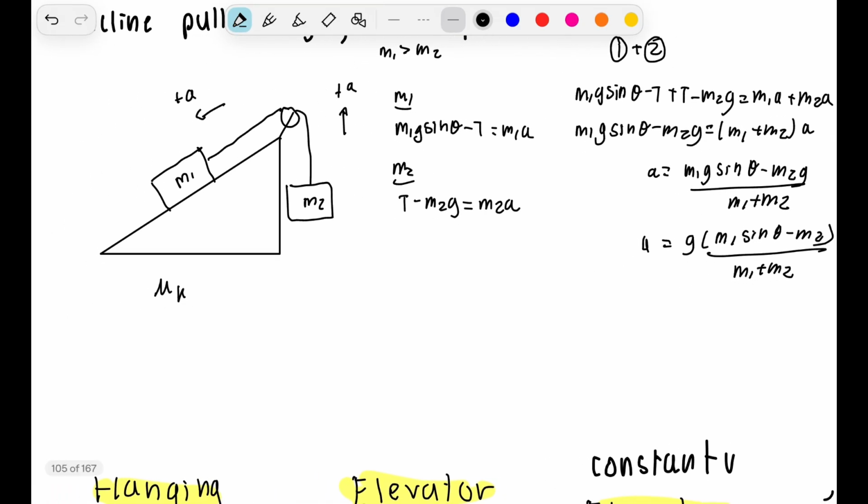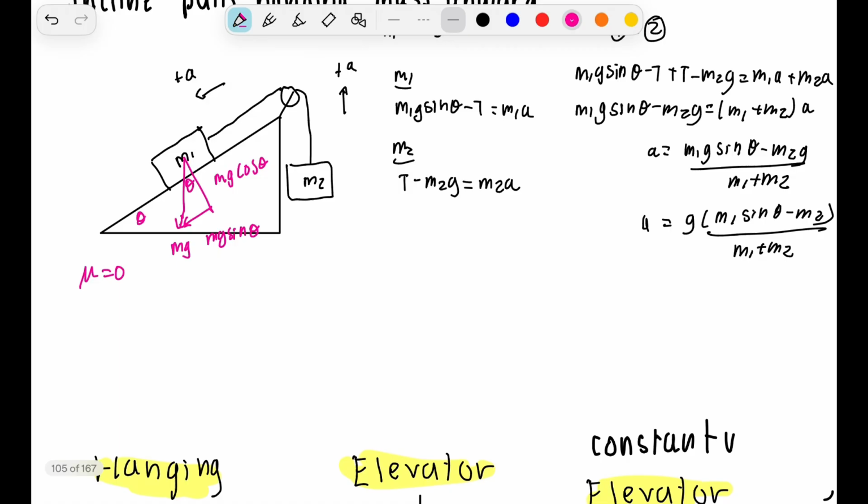So the incline component of M1's weight, since you had no friction here, you had mg here, right? And then you had your mg sine theta, and you had your mg cosine theta. That was your angle. So this incline component of M1, which is M1g sine theta, is going to be greater than the hanging mass weight, M2g.